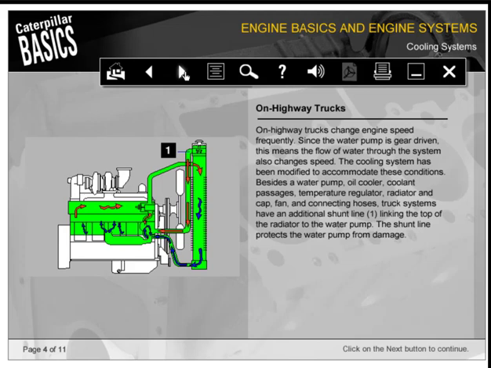On-highway trucks change engine speed frequently. Since the water pump is gear-driven, this means the flow of water through the system also changes speed. The cooling system has been modified to accommodate these conditions. Besides a water pump, oil cooler, coolant passages, temperature regulator, radiator and cap, fan and connecting hoses, truck systems have an additional shunt line linking the top of the radiator to the water pump. The shunt line protects the water pump from damage.